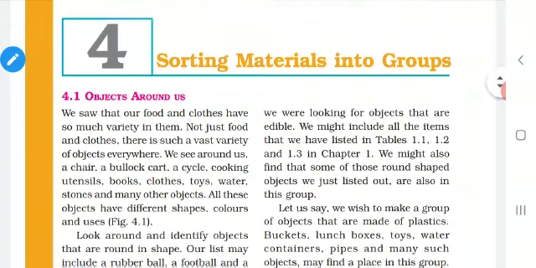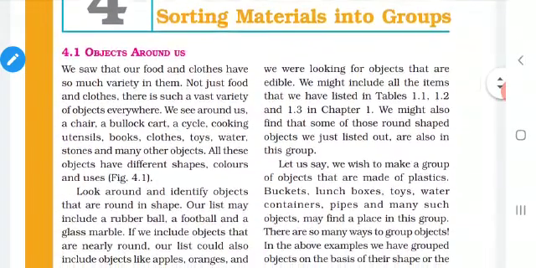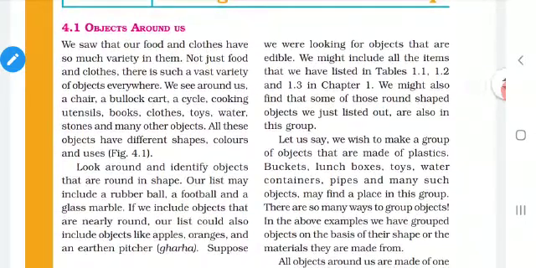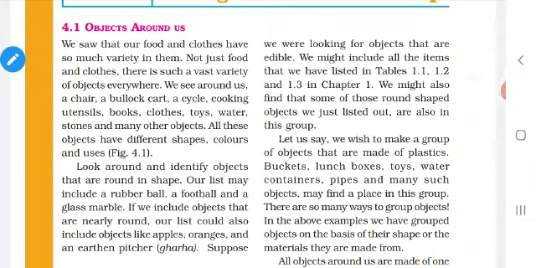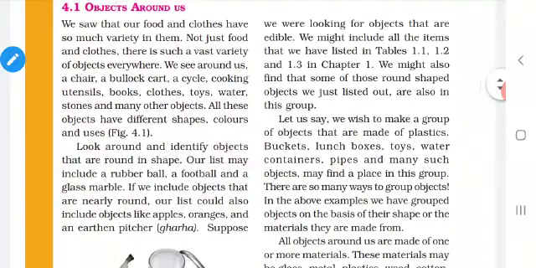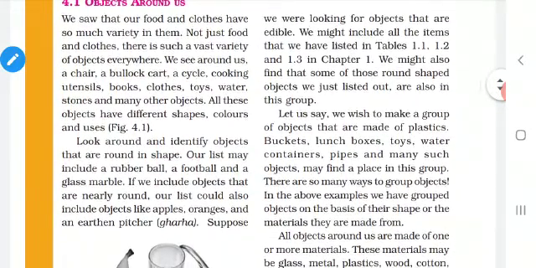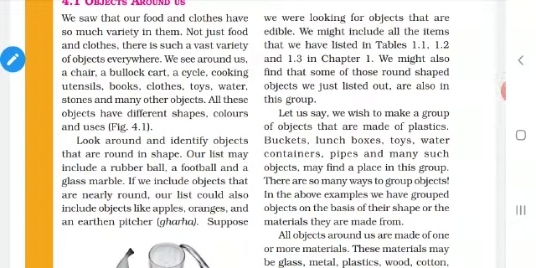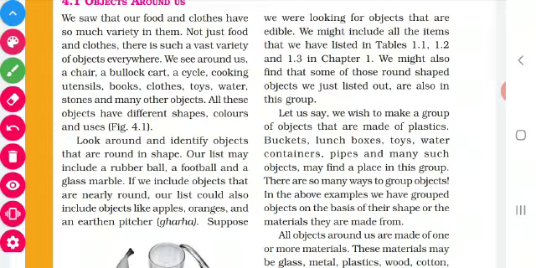Okay, let us go to the topic 4.1, Objects around us. Listen, children, we have seen in Chapter 1 the food we use, and in Chapter 3 we have discussed the clothes we use. There are varieties in the food and there are also varieties in the clothes which we wear, isn't it? And we also see a large number of objects around us, isn't it? Some objects are given in your book. I will repeat that.